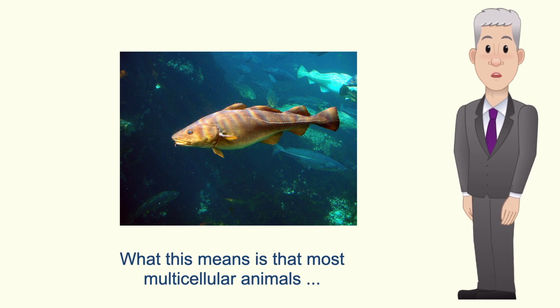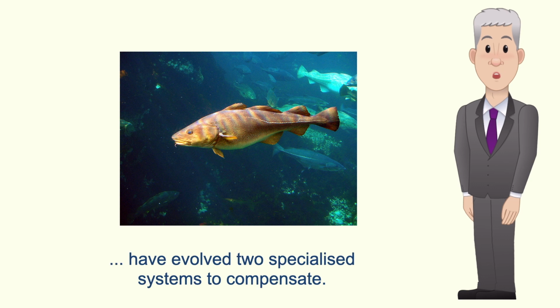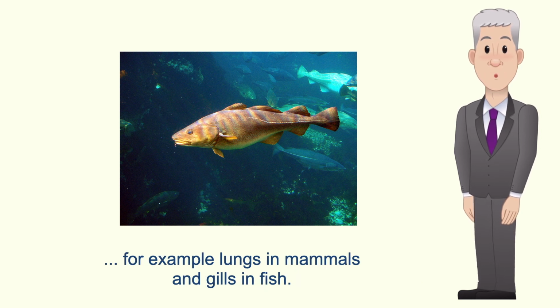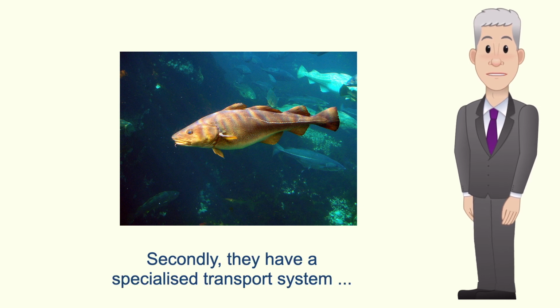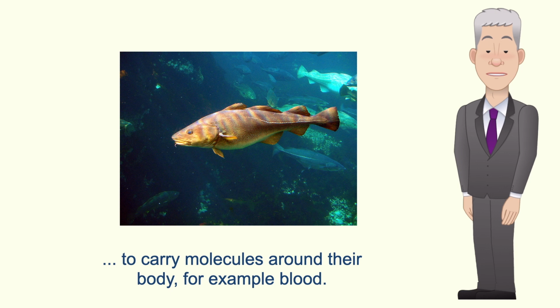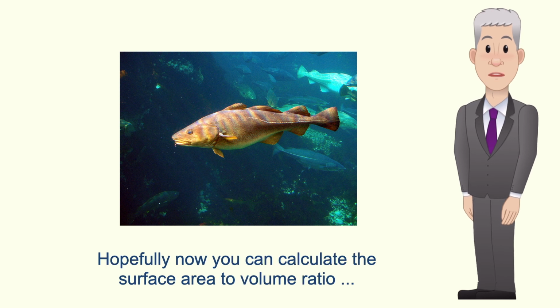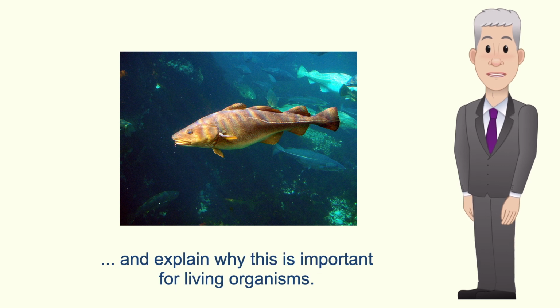So what this means is that most multicellular animals have evolved two specialized systems to compensate. Firstly, they have a specialized gas exchange surface with a very large surface area, for example lungs in mammals and gills in fish. Secondly, they have a specialized transport system to carry molecules around their body, for example blood. In this topic, we'll be looking in much more detail at both of these systems. Okay, so hopefully now you can calculate the surface area to volume ratio and explain why this is important for living organisms.